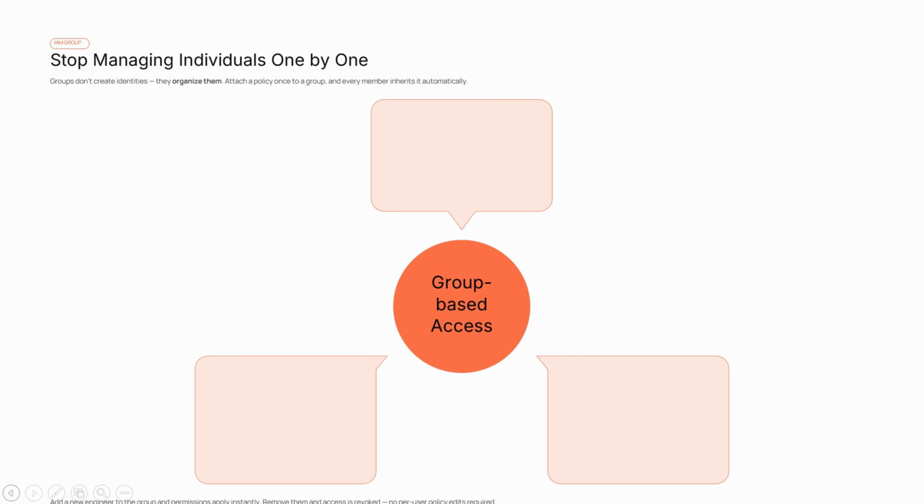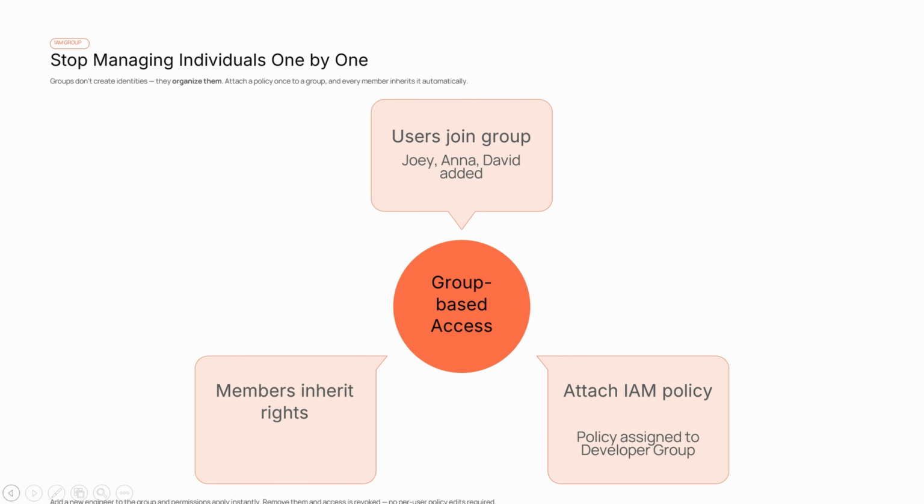Instead of assigning permissions to every engineer individually, AWS lets us organize users into groups. An IAM group doesn't create a new identity. It simply acts as a collection of users who need similar permissions. For example, Joey, Anna, and David all belong to the developer team. Rather than attaching the same policy three separate times, you attach it once to the developers group. Every member automatically inherits those permissions.